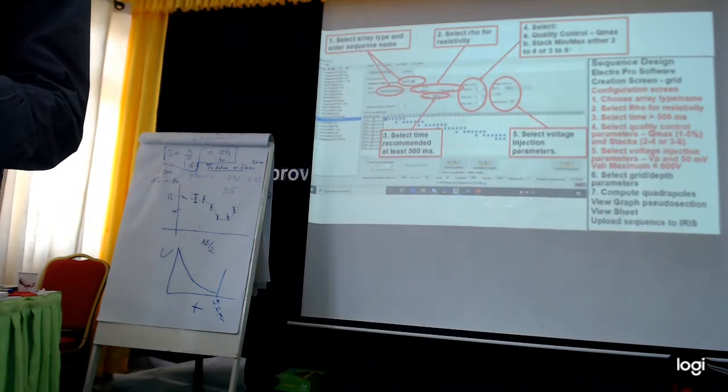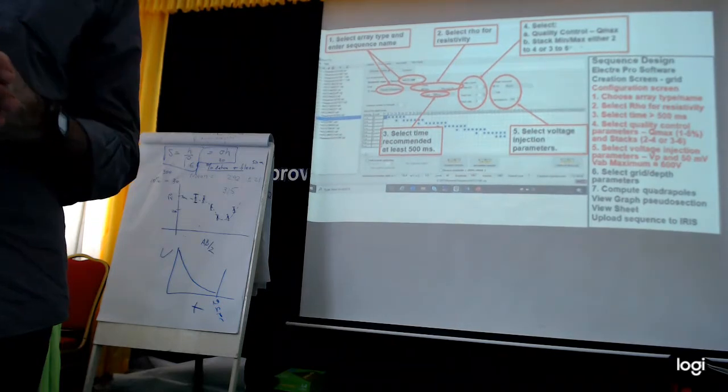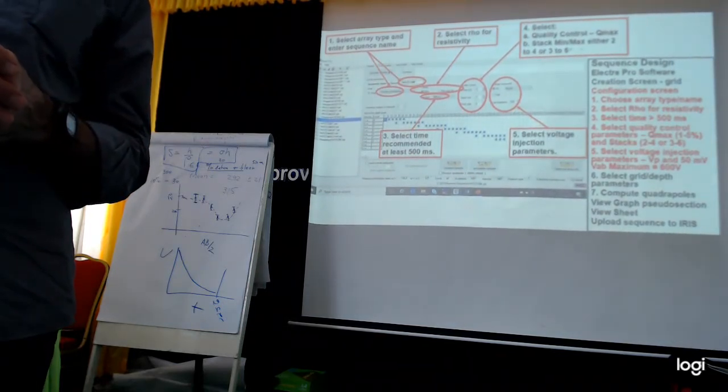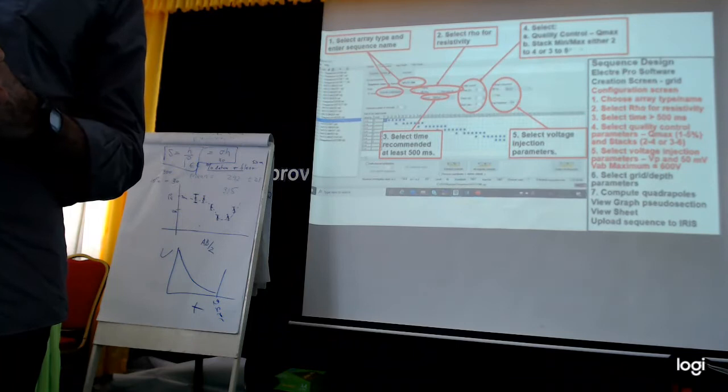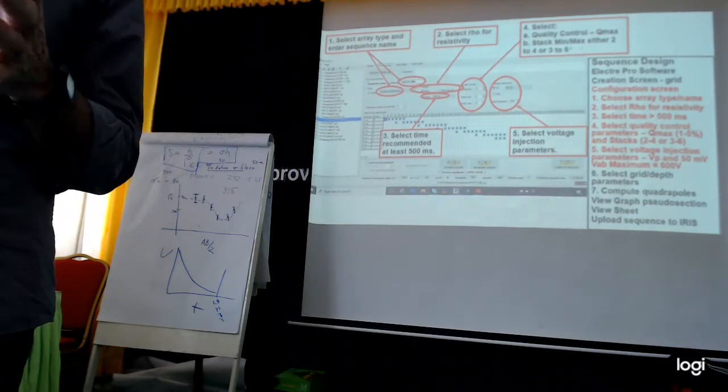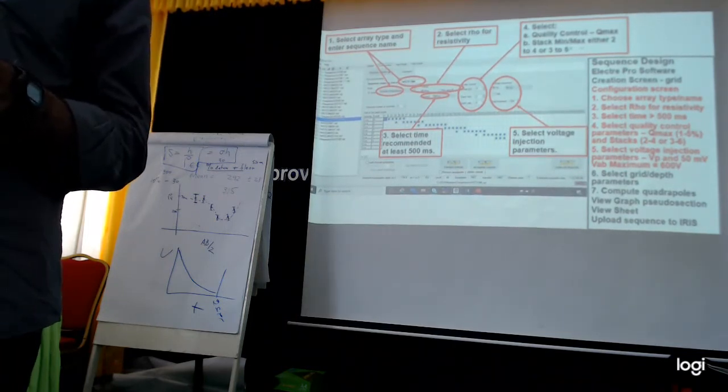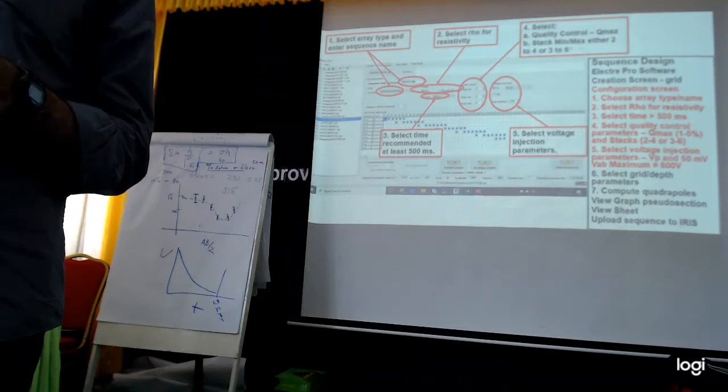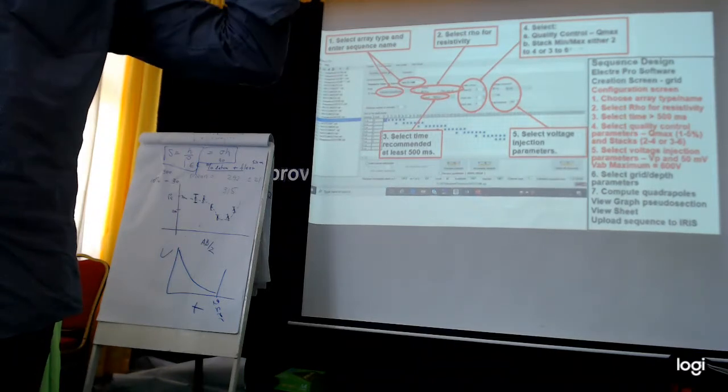So it would collect the data faster for dipole-dipole, the national one. But not the Wenner-Schlumberger. It would take about the same time. And then this one is 600 volts, and the national one is 800 volts.